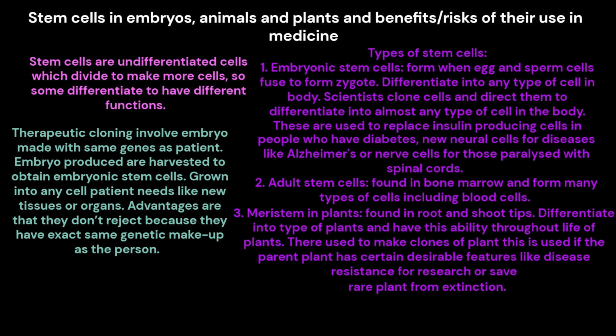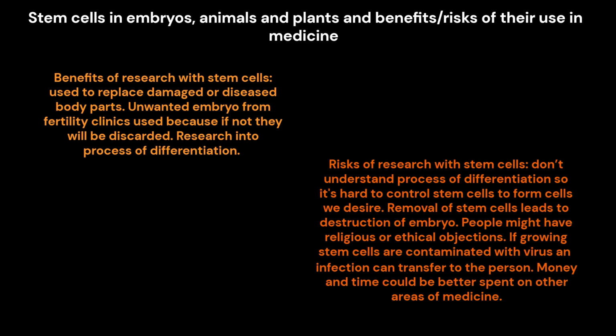from extinction. Therapeutic cloning involves an embryo made with the same genes as the patient. The embryo produced is harvested to obtain embryonic stem cells, grown into any cell the patient needs, like new tissues or organs. The advantage is that they don't get rejected because they have the exact same genetic makeup as the person. Benefits of research with stem cells: used to replace damaged or diseased body parts.